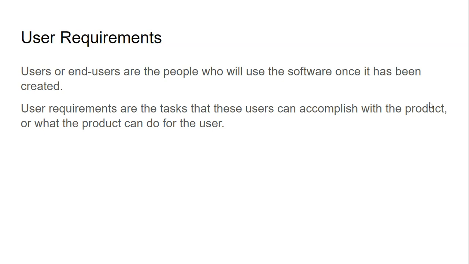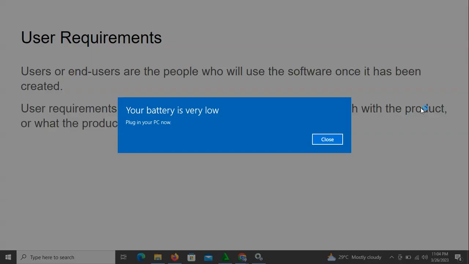So what's there? User requirements are the tasks that these users can accomplish with the product, or what the product can do for the users. So if you design your product, when the user comes, what does it do? You should log in, you should buy a particular item, or you should do this or do that. That's the user requirement.